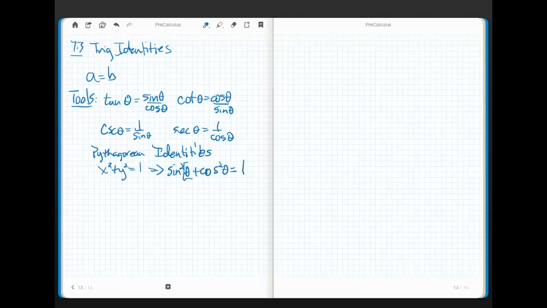It doesn't matter what theta is. This could be sine squared Ripley plus cos squared Ripley. It doesn't matter as long as it's sine squared and cos squared. Now, these are the keepers. I'm going to rewrite that, and I'm going to do something funny.